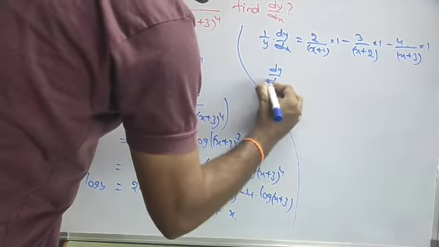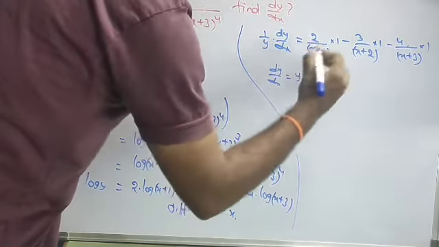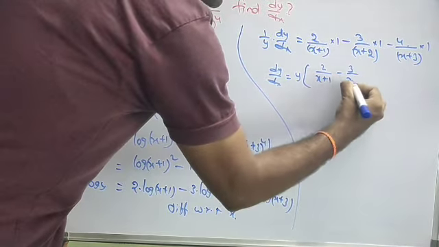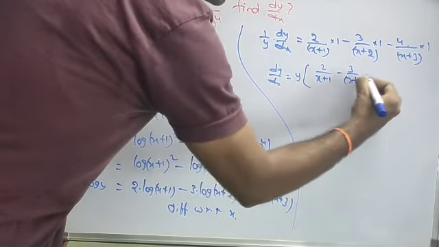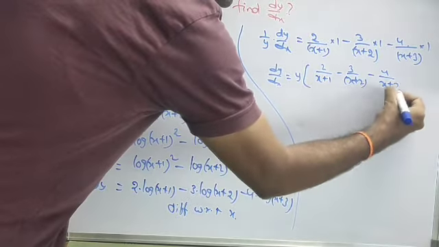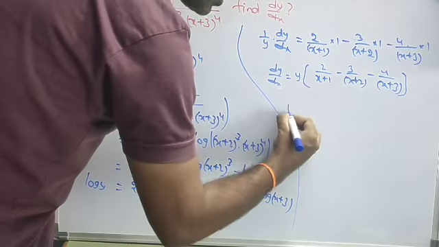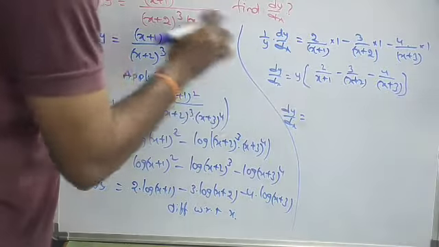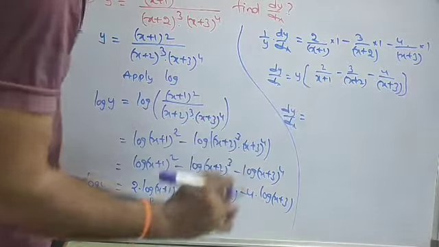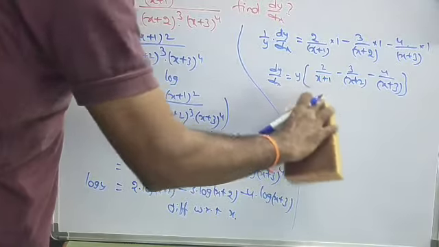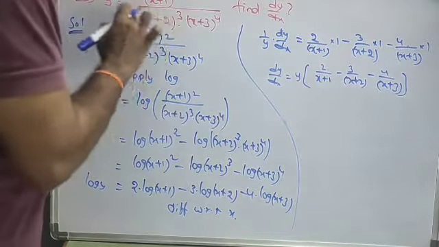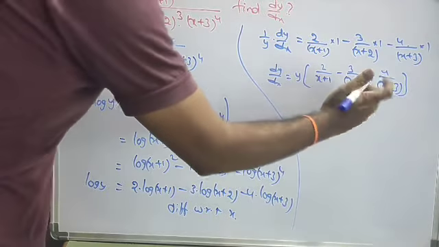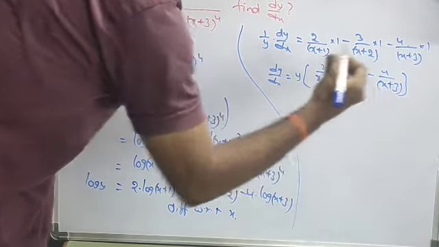So dy by dx equals, taking the y to that side, 2 by x plus 1 minus 3 by x plus 2 minus 4 by x plus 3. Okay, so in this place, what is the y? Already we know this. You can just write down this value, or just put it like that, there is no problem. If you are interested, write down y here, our original problem, the same functions.